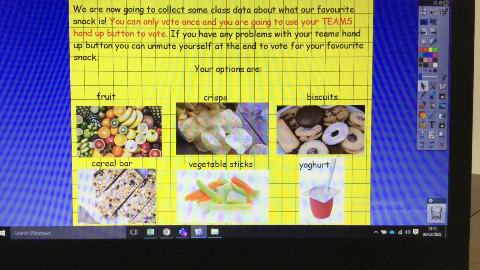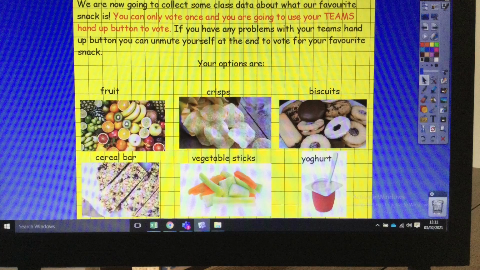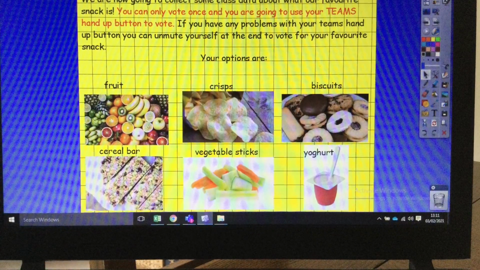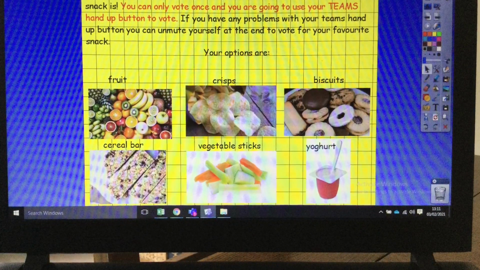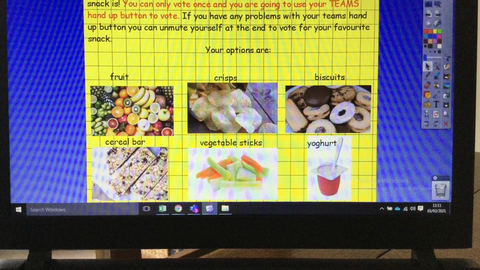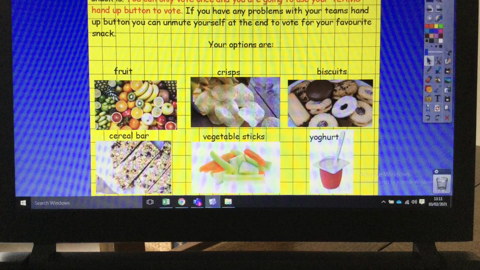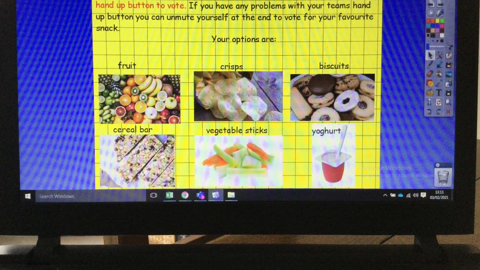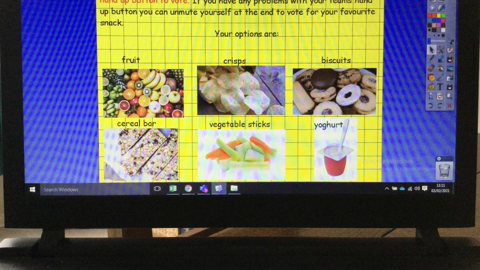Now your challenge today is to collect some class data about what your favourite snack is as a class. You can only vote once, and if you've missed the Teams call, all the children have voted by using their hand up button to vote. If you've missed the Teams call at school, you need to get in contact with your class teacher and ask them to send over the data that they have collected. Don't forget to add your own vote on too, as this will help you in a minute.